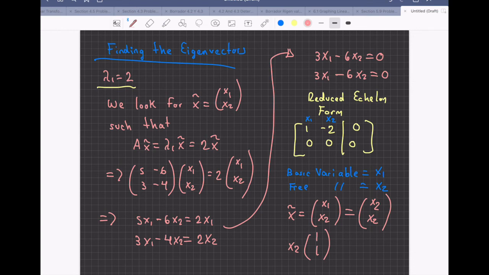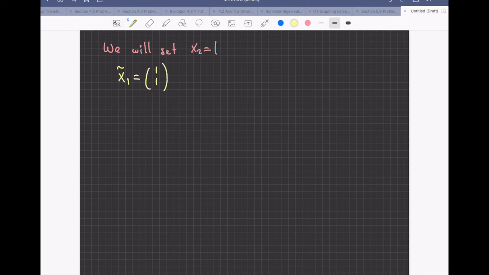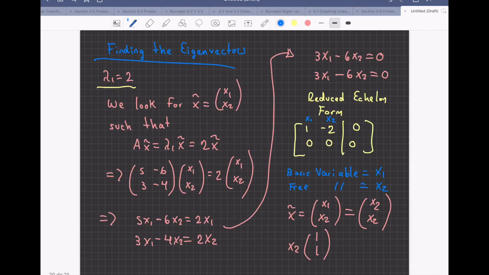And now from here, you will have to choose one eigenvector. We have infinitely many eigenvectors in this case. We have one for each value of x2, but you will have to choose only one. Which one? The one that you want. We will set x2 equal to 1, and this implies that I'm going to label this by x1 here, x1 is equal to 1, 1. So by now, we have this eigenvector here, eigenvector for lambda 1 equal to 2.